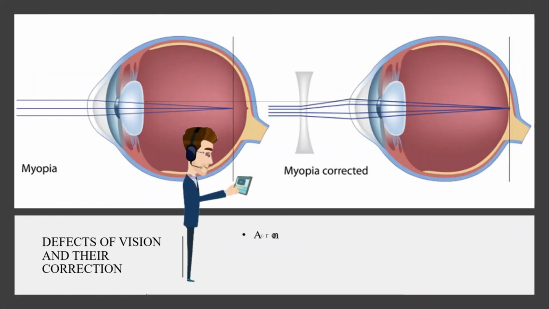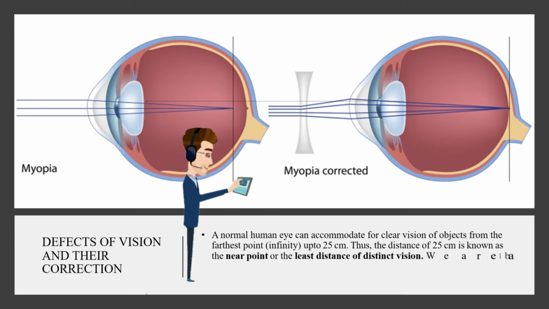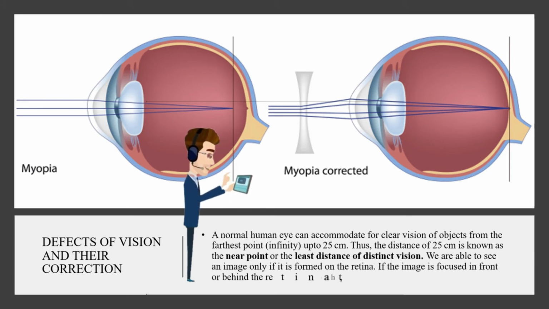Defects of vision and their correction. A normal human eye can accommodate for clear vision of objects from the farthest point, infinity, up to 25 centimeters. Thus, the distance of 25 centimeters is known as the near point or the least distance of distinct vision.